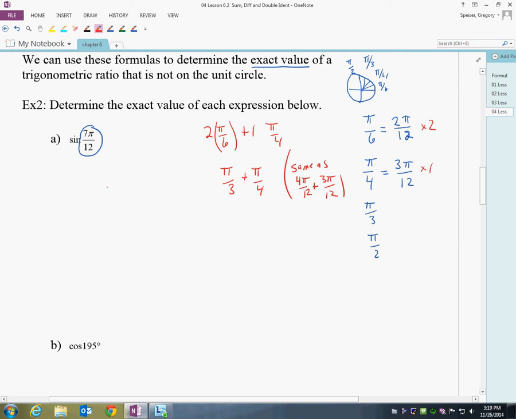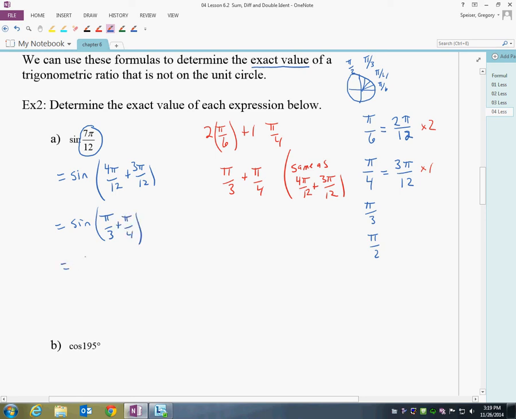Okay, so my next line over here, that was my thinking space over there. So back over here, I'm going to say that sine of 7 pi over 12 is equal to the sine of, now this is where I'm going to break it up, 4 pi over 12 plus 3 pi over 12, which is equal to the sine of pi over 3 plus pi over 4.